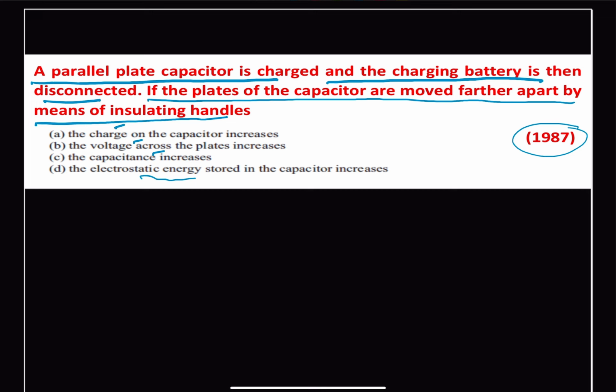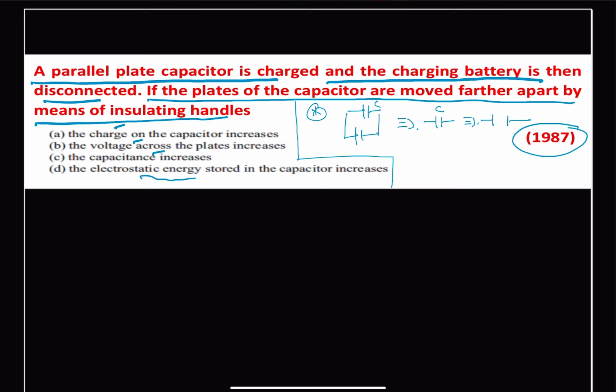So initially we can just divide into two parts. Initially we can say we have a capacitor connected to some battery voltage source, and then later on we remove the battery source. Now the capacitor is something like this, and then the distance between the plates of the capacitor is increased. Okay. So this is the basic question.